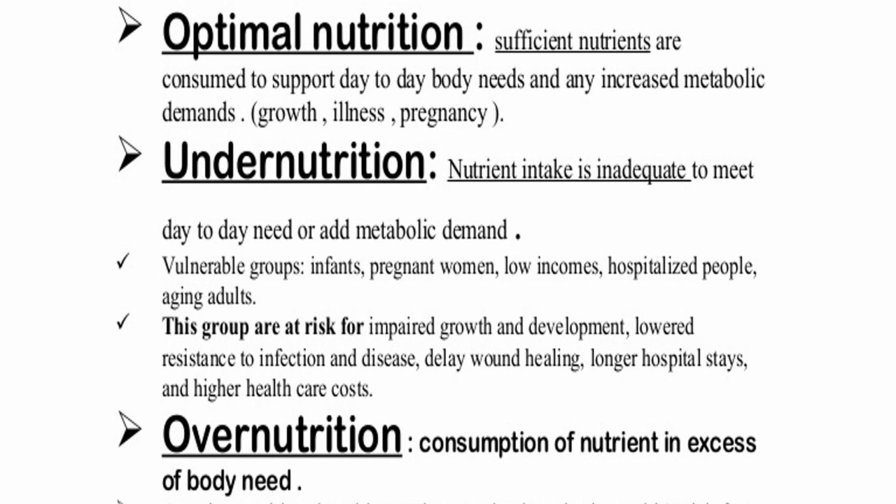Because of the undernutrition, the individuals may develop impaired immunity, and their growth will be impaired, as well as they are prone to develop infections. Their wounds will not be healed promptly. And overnutrition is consumption of nutrients in excess of the body needs.